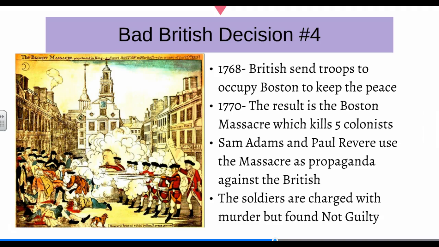However, Adams realizes pretty quickly that they are not guilty of anything. At most, they're guilty of involuntary manslaughter, or accidentally killing someone. But really, he believes that they were acting in self-defense because these boys and eventually a mob were throwing things at them and antagonizing them. So the trial goes on, and eventually the soldiers are in fact found not guilty of the murders of these 5 people. That was bad British decision number 4.